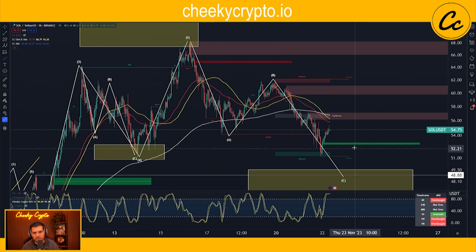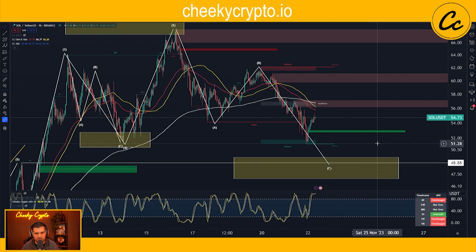Okay, so we haven't got a confirmation. That will happen when we break this low over here. We'll end up with a break of structure as we head into that C wave on the low side. And so everything here is lining up quite nicely for a continuation of this move to the downside.